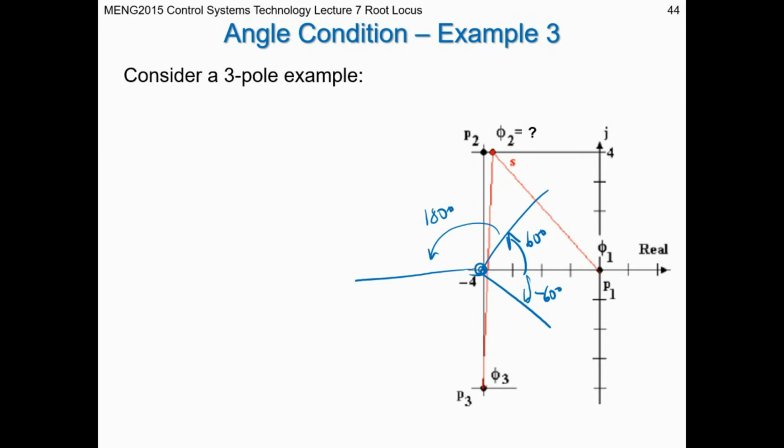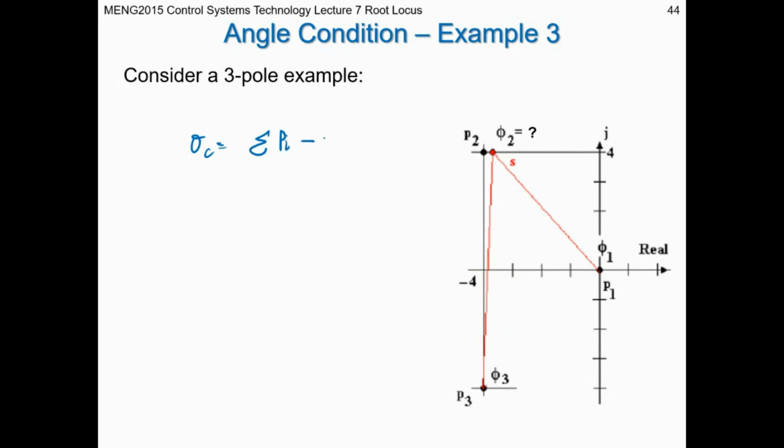We can calculate the location of the center of the asymptotes by using the equation I gave you earlier, in the previous lecture. The center of the asymptotes is the sum of the poles minus the sum of the zeros divided by the number of asymptotes, which is the number of poles minus the number of zeros. That one I gave you a couple of classes ago, I think. So that will give you the center of the asymptotes, the location on the real axis from which those asymptotes emerge.